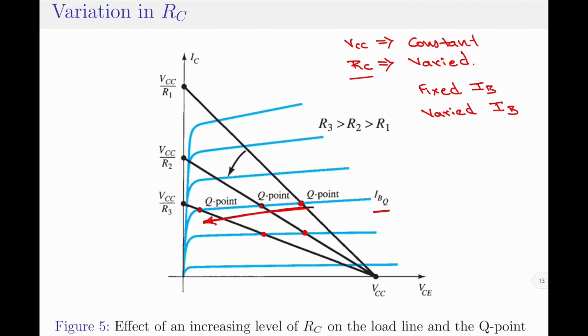This is the variation of the Q point and the location of the load line when VCC is held constant and the resistance at the collector is varied. Please note, we have analyzed this scenario for both a fixed value of the input current IB as well as a variable value for input current IB.